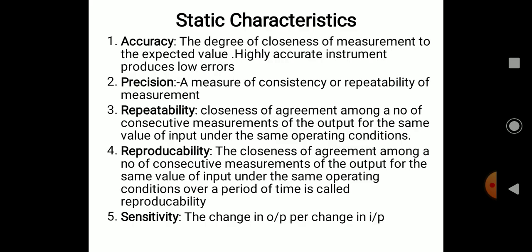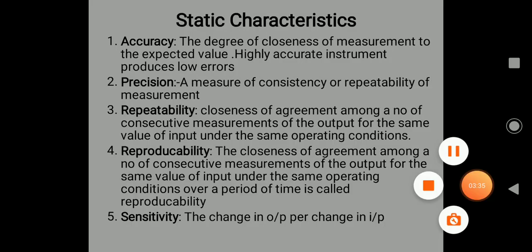Suppose you are using a dial indicator, first we are setting for a particular value and we are checking whether it is giving the same reading, the same zero setting, 5 or 6 times. So if it is capable of giving the same reading or zero setting, then it is said to have repeatability.